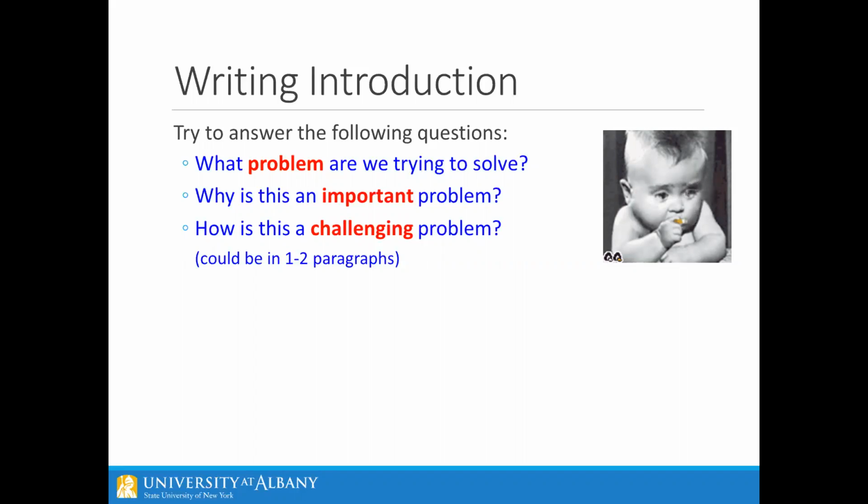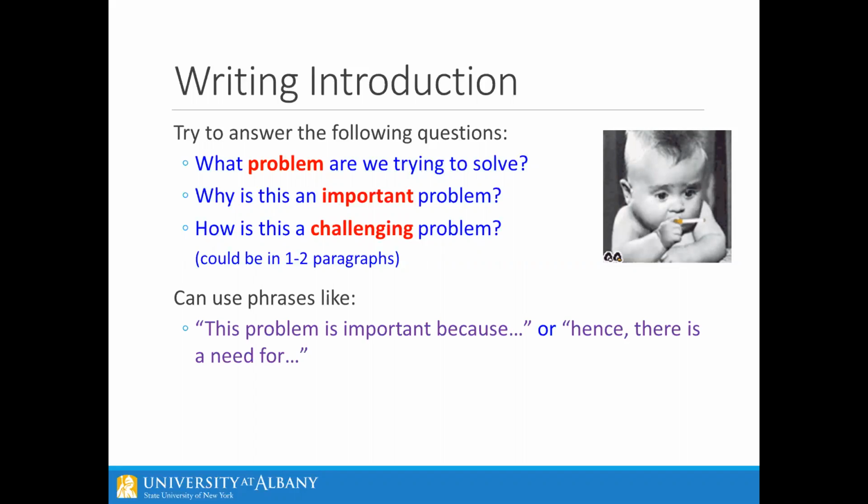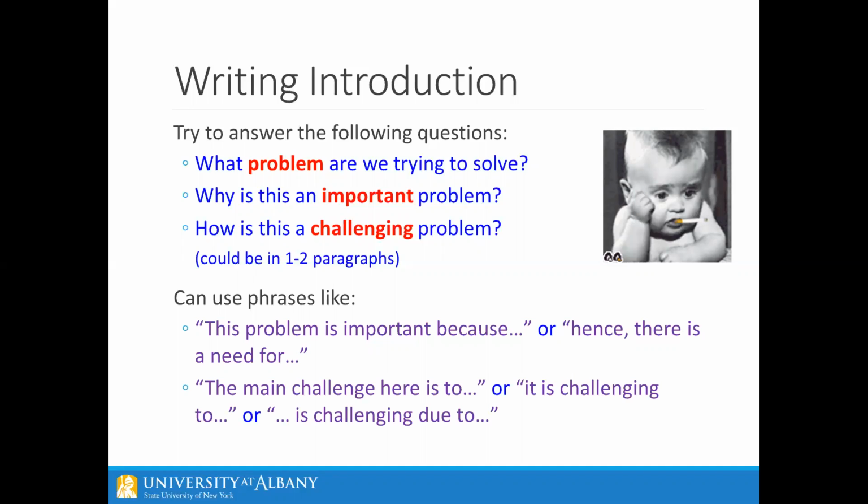Okay, so this could be in 1 to 2 paragraphs, and we could use phrases like, this problem is an important problem. This problem is important because, okay, and hence there is a need for this. So we mention something, and then we establish that yes, that's why there's a need to solve this problem, because this problem is an important problem. We could also write like, the main challenge here is to.